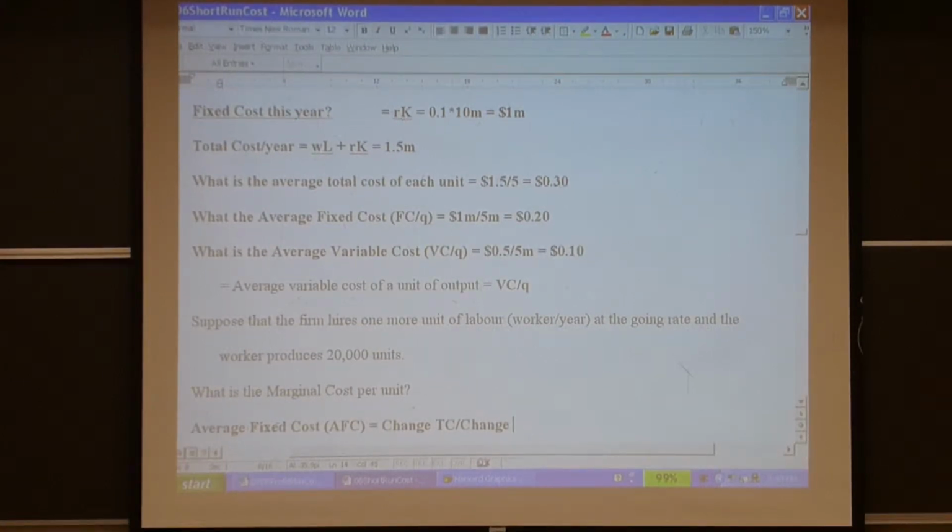Output, Q, which equals 20,000 divided by 10,000 equals, no, it's the other way around. What have I got here? It's 10,000 divided by 20,000, which is equal to $0.05. Is this difficult? Tell me, is this difficult? No, this is not difficult.